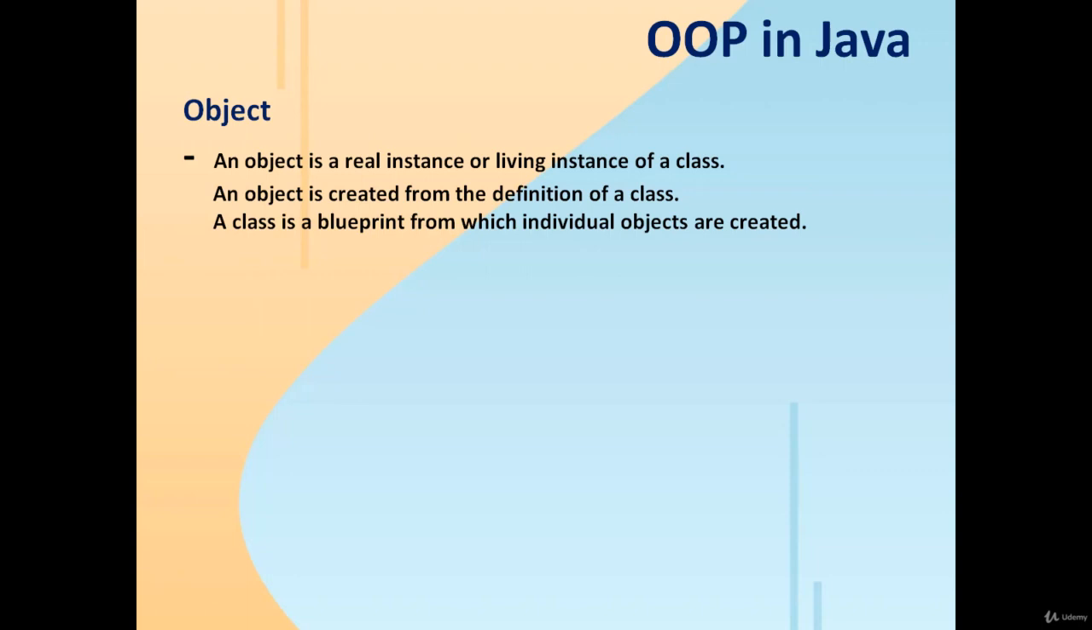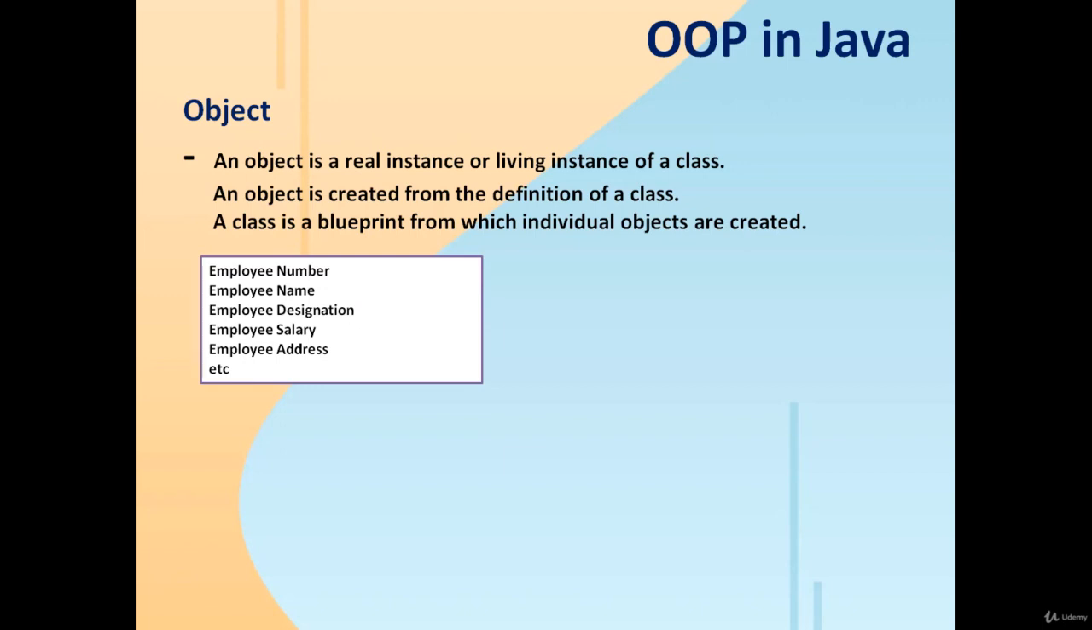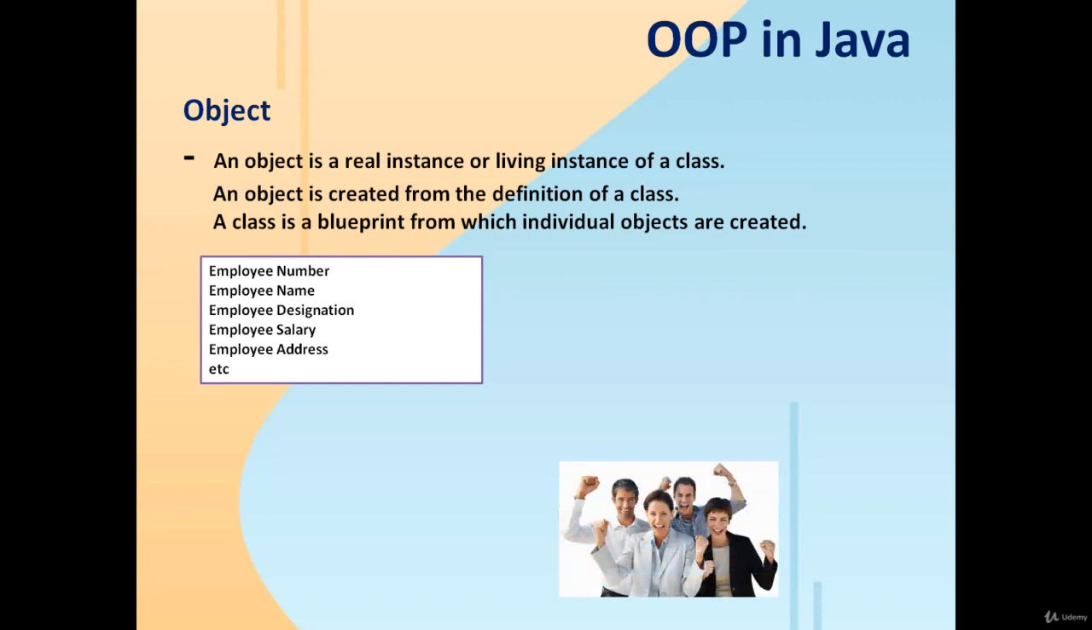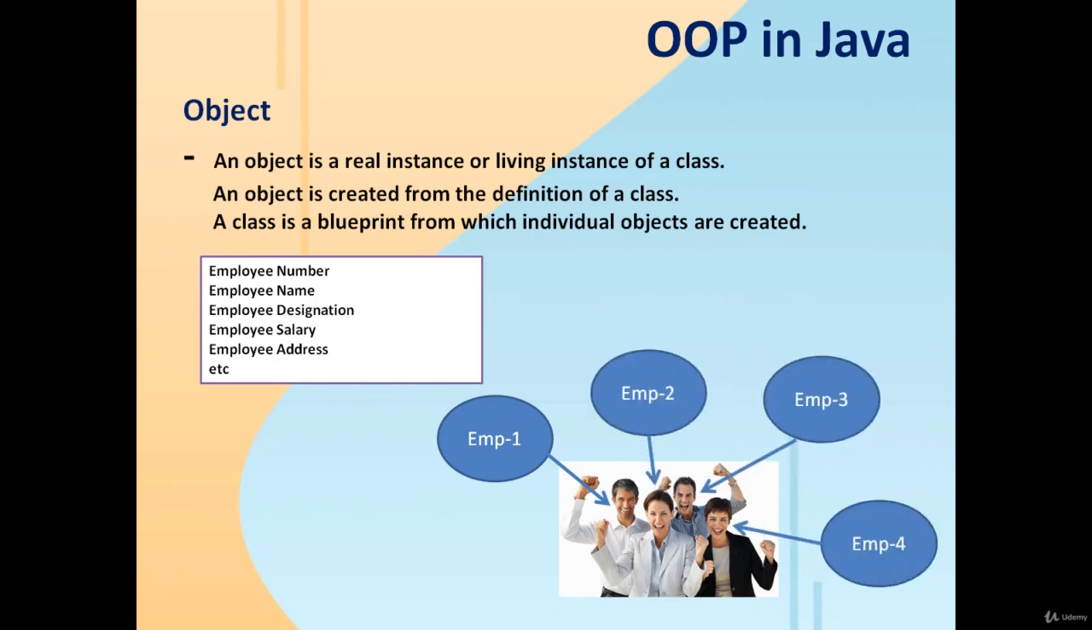We can have any number of objects also. Now when you see an employee, we know employee number, employee name, designation, salary, address. So we can create multiple objects. For example, you see 4 people. This is employee 1. The other person is employee 2. The same way, the other 2 employees. So EMP1, EMP2, EMP3 and EMP4 we call objects.